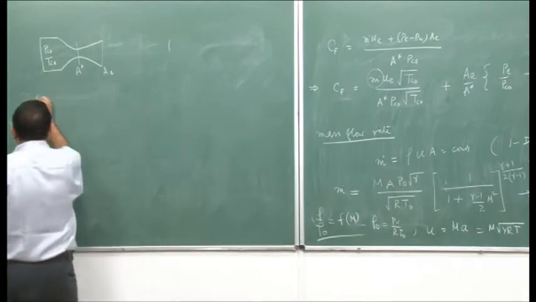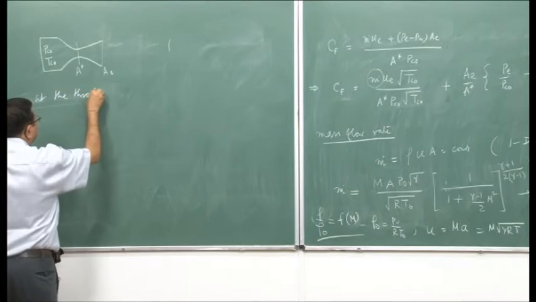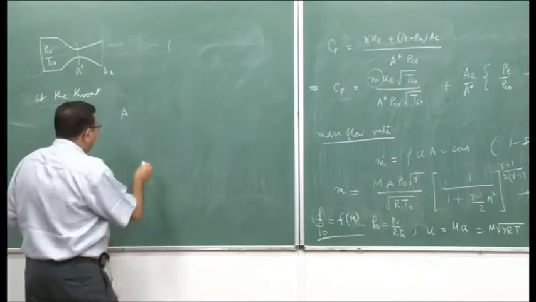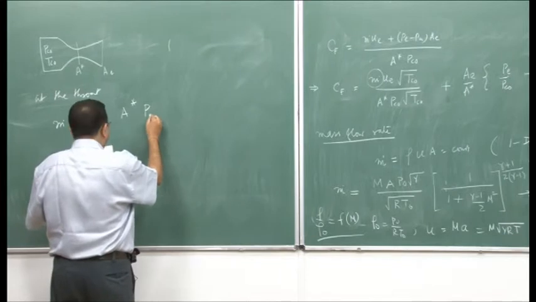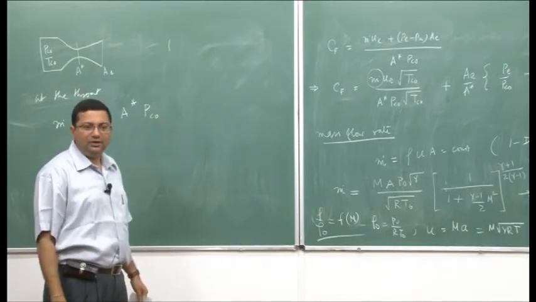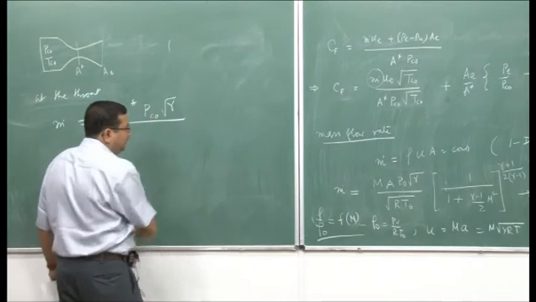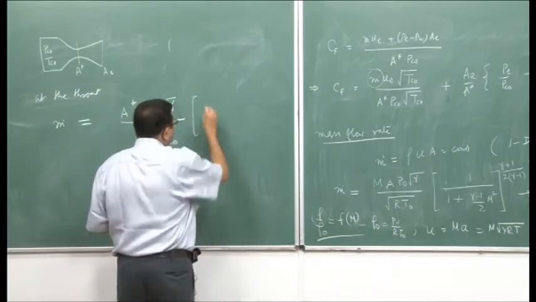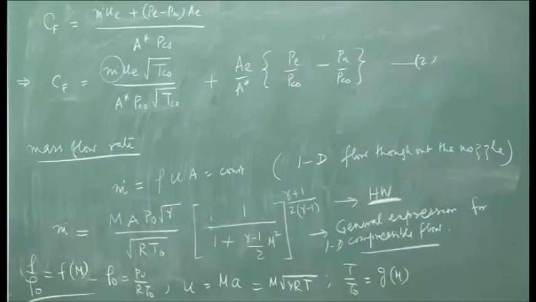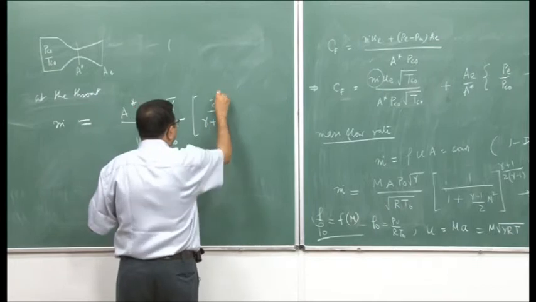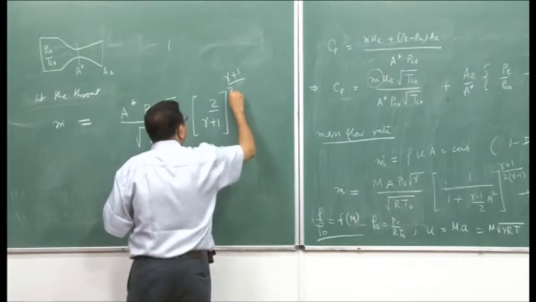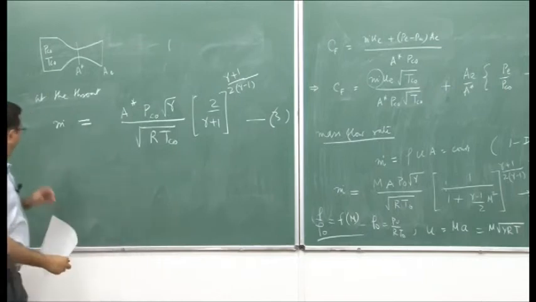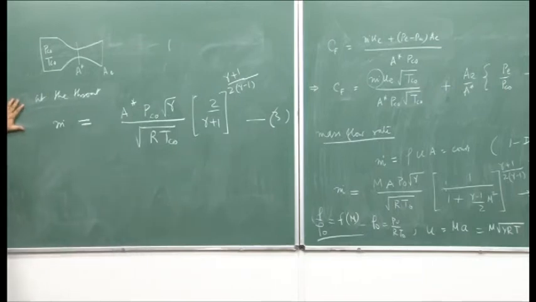So, at the throat, m dot will be equal to, Mach number we put equal to 1, for area I put A star, the stagnation pressure is P c naught, square root of gamma divided by square root of R T c naught, and here also for Mach number I put 1, this simplifies to 2 upon gamma plus 1 to the power (gamma plus 1) upon 2 (gamma minus 1). Let me call this equation 3. So, this is the mass flow rate at the throat.